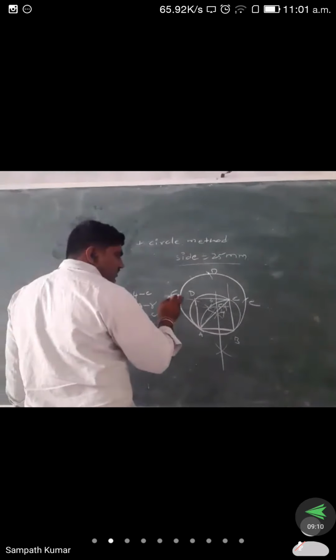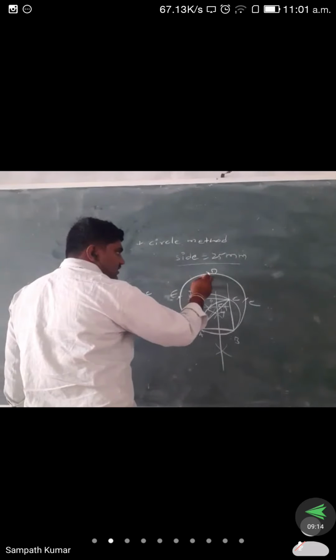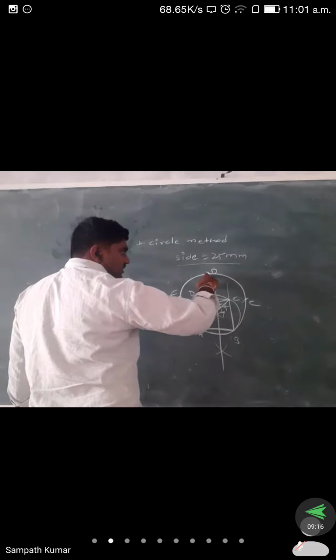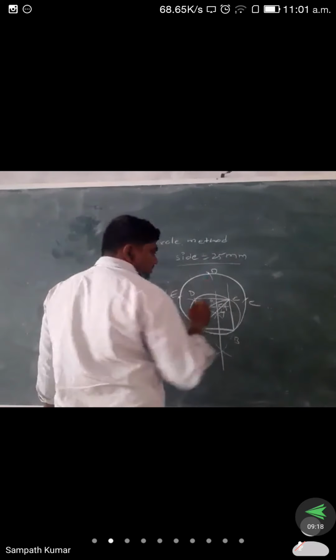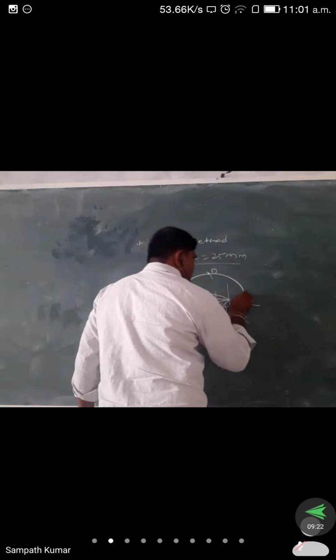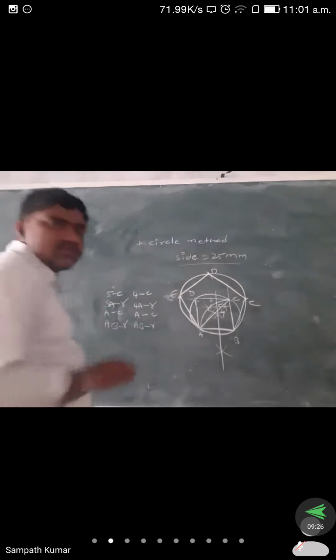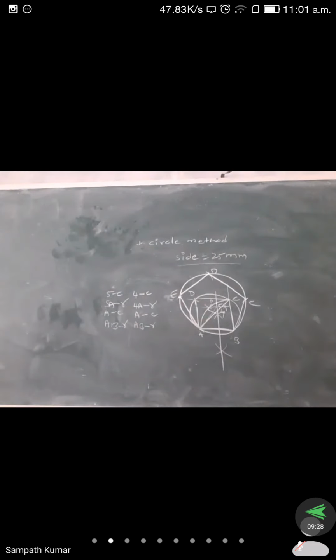AB is 25 mm. E as the center, 25 mm as the radius, draw the arc. Then we go for the intersection point. Then D as the center, 25 mm as the radius. Then we have to join these 3 points. That is the pentagon.